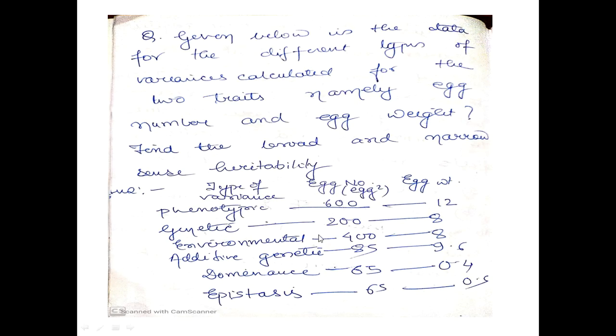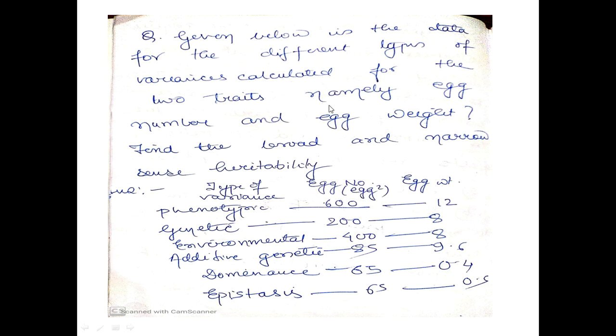Now coming to the next question. Given below is the data for the different types of variances calculated for two traits, namely egg number and egg weight. Find the broad and narrow sense heritability. Now this is the data, as you can see: phenotypic variance sigma square p, genetic variance sigma square g, environmental variance sigma square e, additive genetic variance 85, dominance, that is D, 65, epistasis 65. Similarly for egg weight you also have all the data. You just substitute and try doing it.